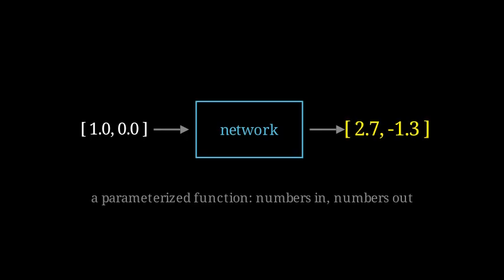The weights are the parameters, the knobs that training turns. The shape of the computation never changes. Numbers go in and numbers come out. Nothing in that machine knows what the numbers are about.